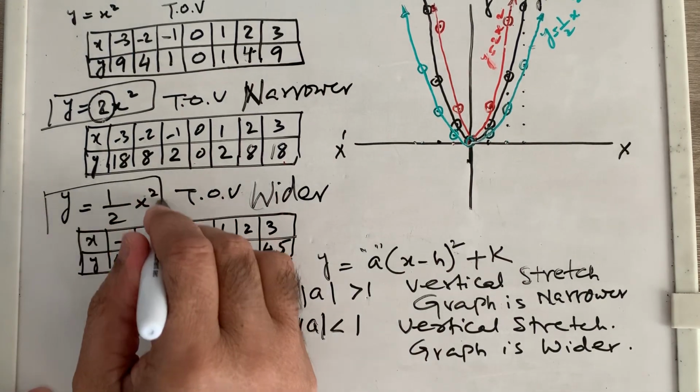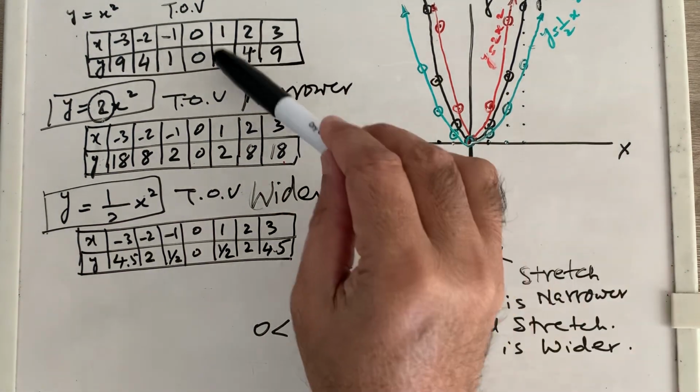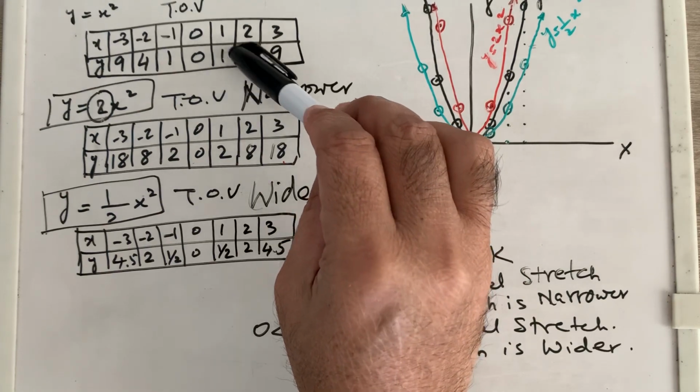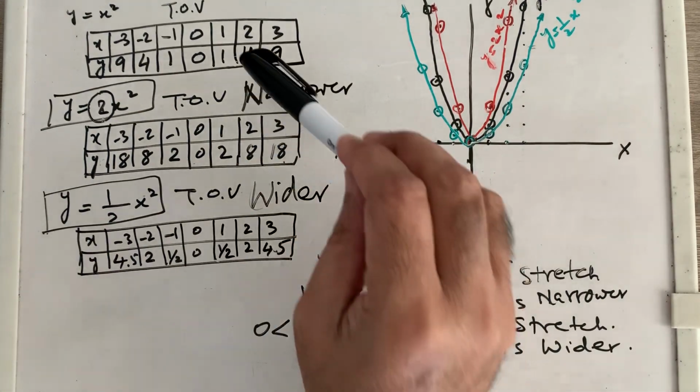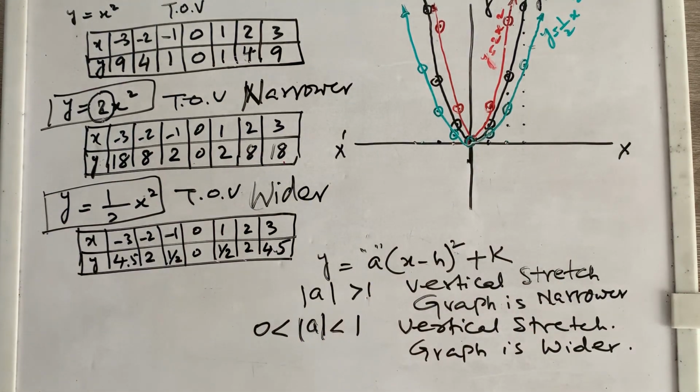So we have the table of values, which is clearly indicating to us that the values of y are now half as compared to y is equals to x squared, the original graph. Instead of 1, I have half. Instead of 4, I have 2. Instead of 9, I have 4.5. It's exactly half. So we conclude that if value of a is greater than 1, vertical stretch, graph is narrower. And if value of a is in between 0 and 1, vertical stretch, graph is wider.